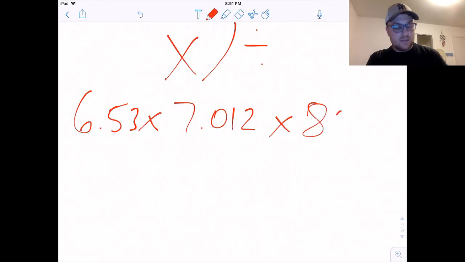So I'm going to multiply these together normally. Oops, didn't mean to do that. I'm going to multiply these together normally and then show you how I rounded it.